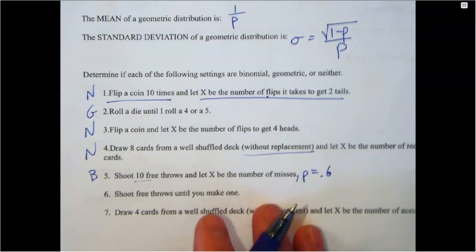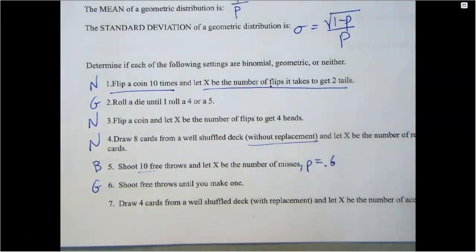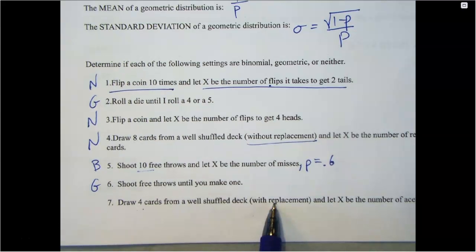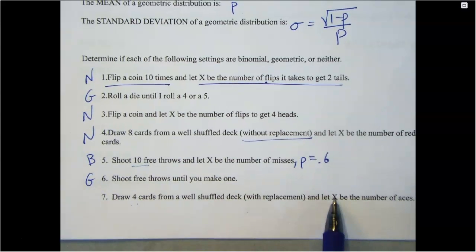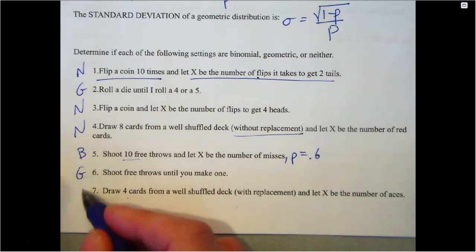What are we talking about? So, shoot free throws until you make one. What I was going for here was geometric, because we're looking for the first success. Draw 4 cards with replacement, so that keeps the probability the same, right? And so then we've got a fixed number of trials, and we're going to count the number of aces. So what's that one? That's binomial.